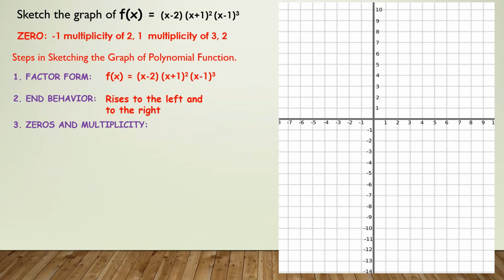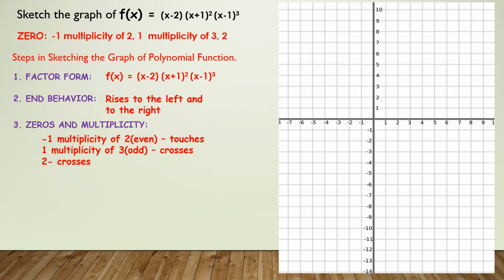Then the zeros and the multiplicity. First, -1 with multiplicity 2. Since 2 is an even number, the graph will touch the x-axis at the point -1. Then we have 1 with multiplicity 3, which is an odd number, so the graph crosses the x-axis at the point 1. Then we have 2 with multiplicity 1, so that's odd also, so the graph crosses the x-axis at the point 2.